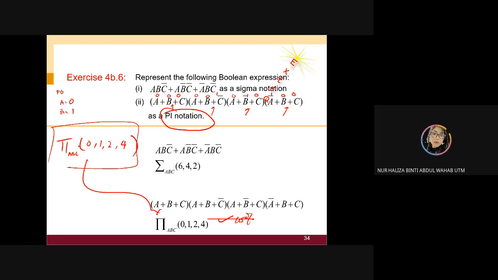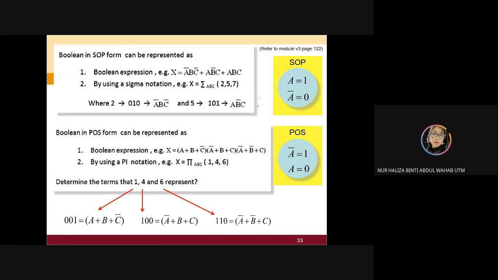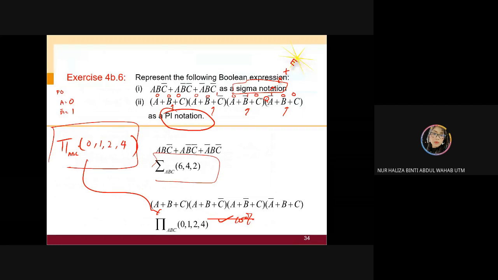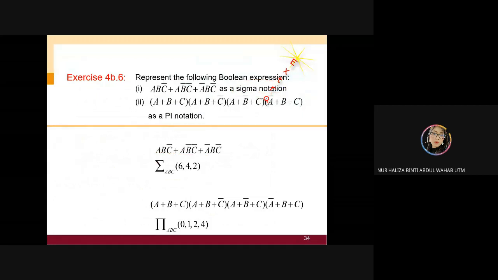So this is how from a Boolean expression you get the sigma notation. From sigma notation, just now you already looked at how you get the Boolean expression. And you can also get the whole truth table from the sigma notation and from the Boolean expression. So is it okay?